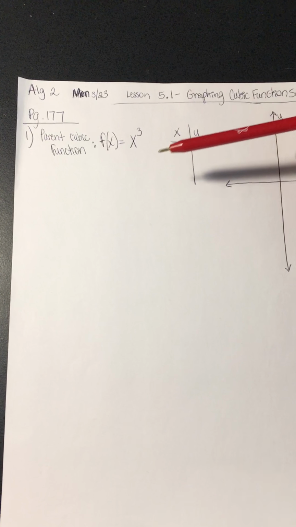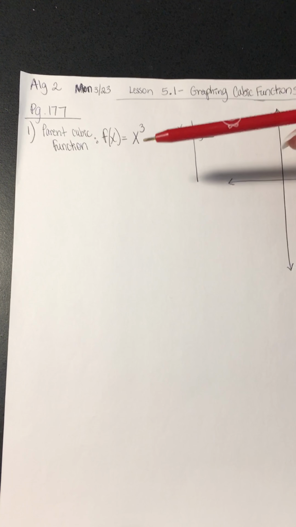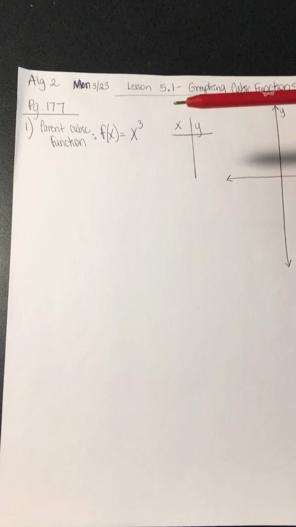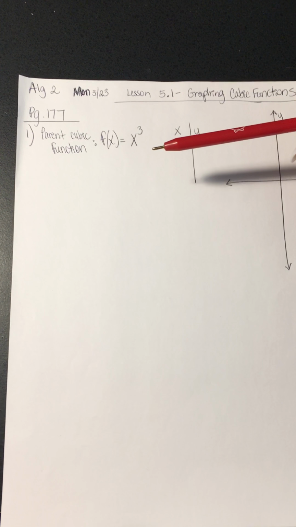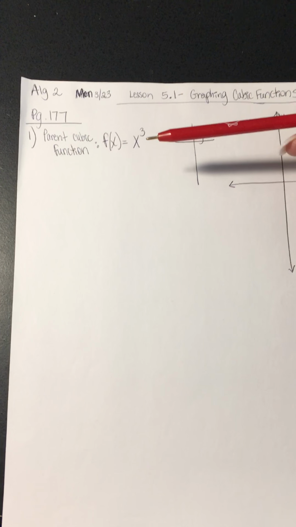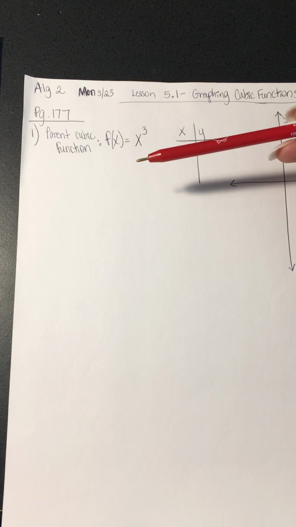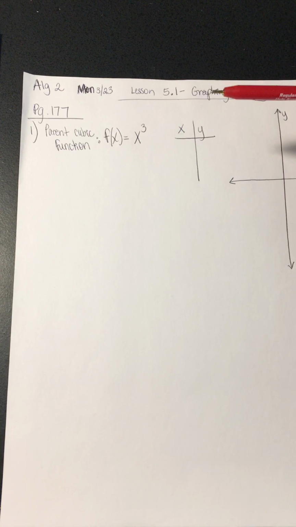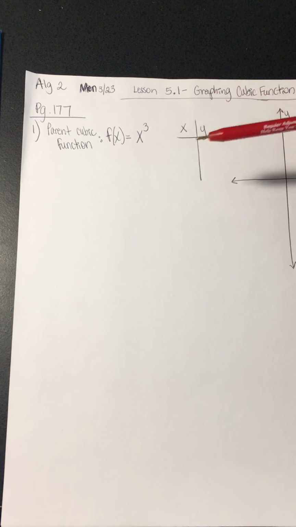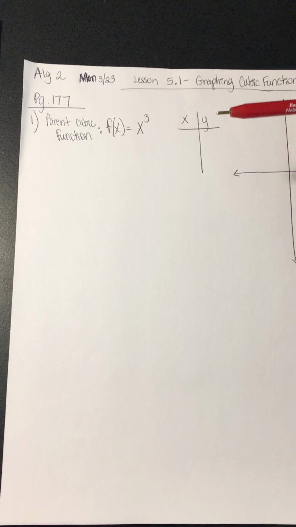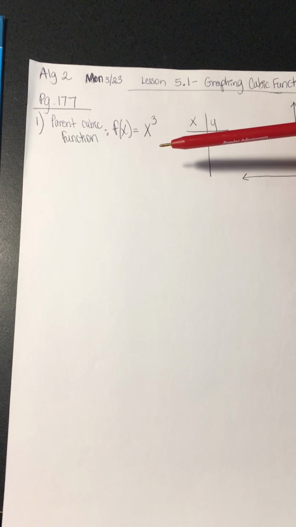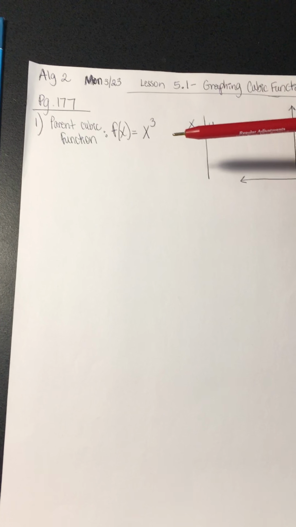For any cubic function, no matter what type of function it is, no matter what numbers it has, x to the third power is the parent function. When you begin putting numbers before the x or after the x, adding, subtracting, multiplying, dividing, that's when you have transformations. But this is the original function where they all derive from.